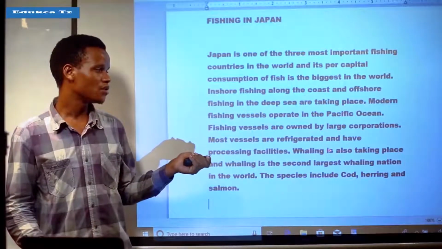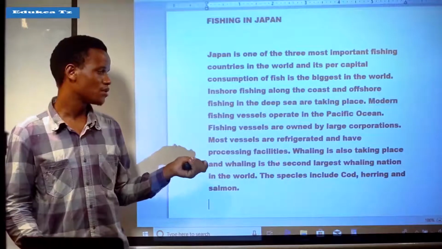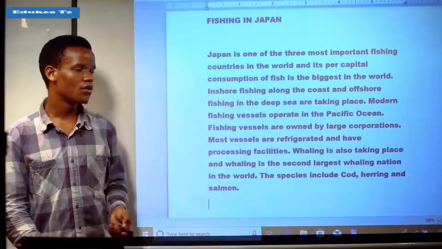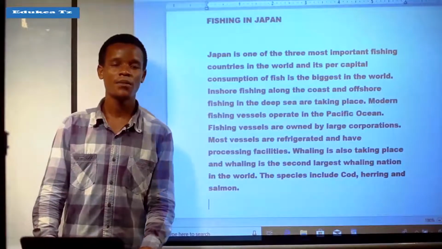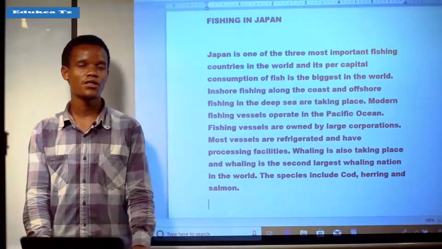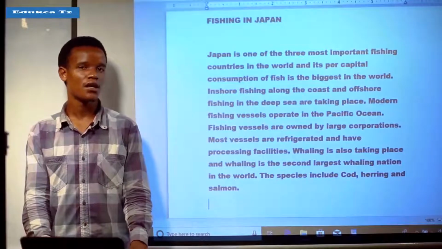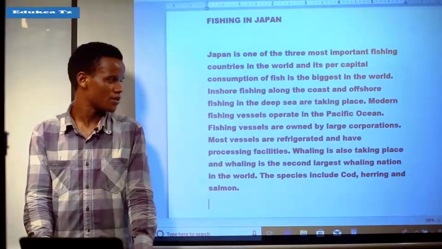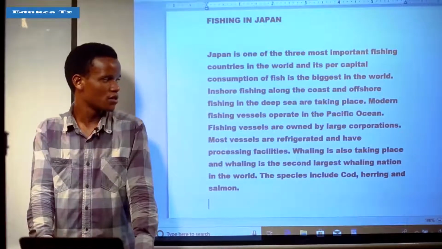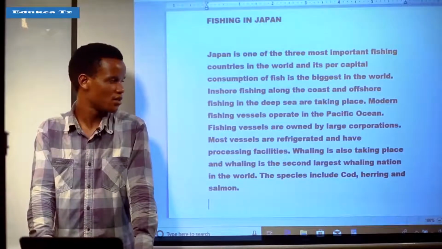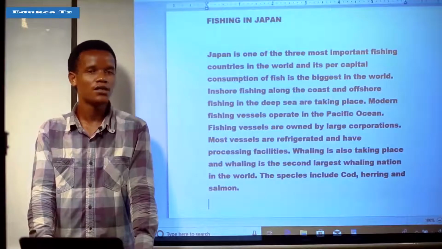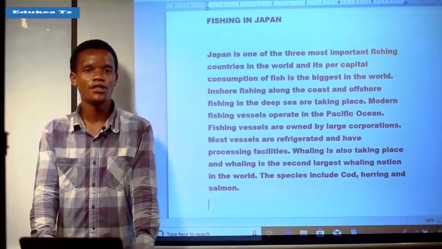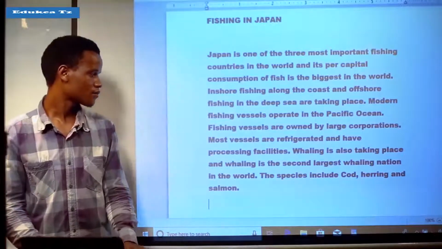So whaling is also taking place, and Japan is the second largest whaling nation in the world. Also, we see in Japan there are different kinds of methods used in fishing, for example the use of whaling. Also there are different facilities, like those vessels, that contributed much to the development of fishing in Japan.